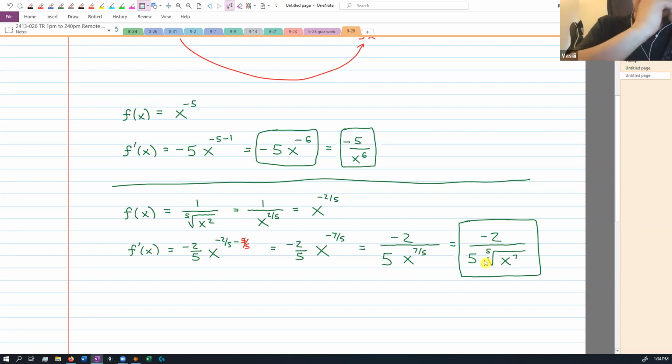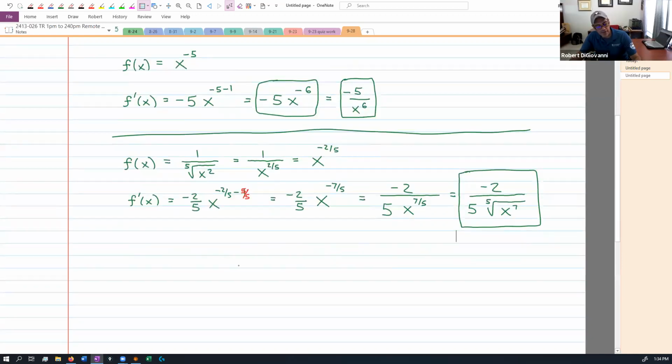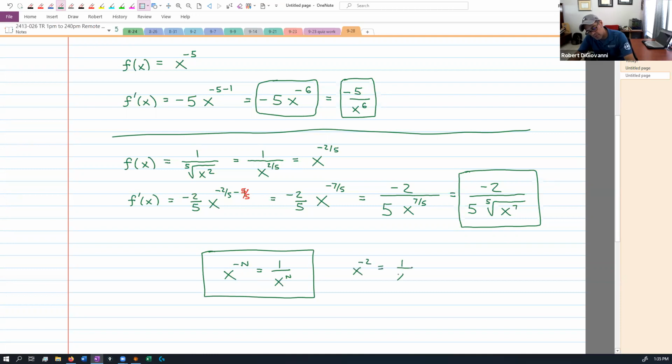I have a question. Why is it positive 7/5 when we drop it down? That's just a property of exponents: if you have x to the negative n, that's the same as 1 over x to the positive n. This is from college algebra. So if you write x to the -2, that really means 1 over x squared.